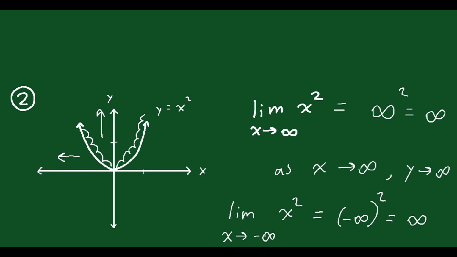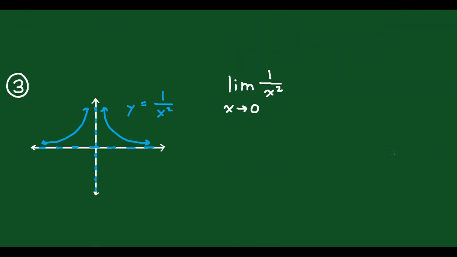So hopefully you're getting a sense now of what a limit represents, right? We're just saying what's happening to y as this happens to x. That's all we're doing. If I look at another function here, y equals 1 over x squared, we can be asked the question, what's the limit as x approaches 0 of 1 over x squared?